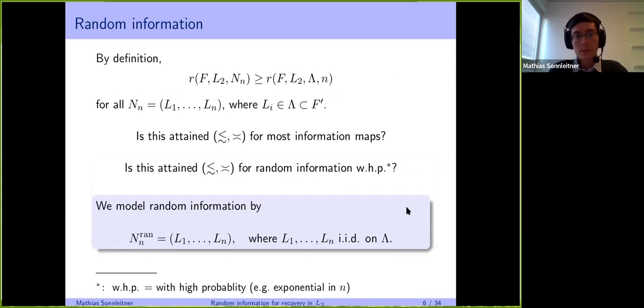We have that for any such information, its radius is larger than the nth minimal radius of information. And now the question is if this is attained in an asymptotic sense. So can we reverse this inequality up to some constant for all n, such that we have an upper bound, or then we have an asymptotic inequality? And is this true for most information maps, in the sense of, is this true for random information with high probability? And here high probability, I do not specify this here, but it may be exponential in n. We will see this later.